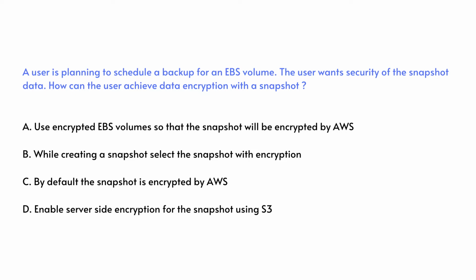Option A. Use encrypted EBS volumes so that the snapshot will be encrypted by AWS. Option B. While creating a snapshot, select the snapshot with encryption. Option C. By default, the snapshot is encrypted by AWS. And option D. Enable server-side encryption for the snapshot using S3.